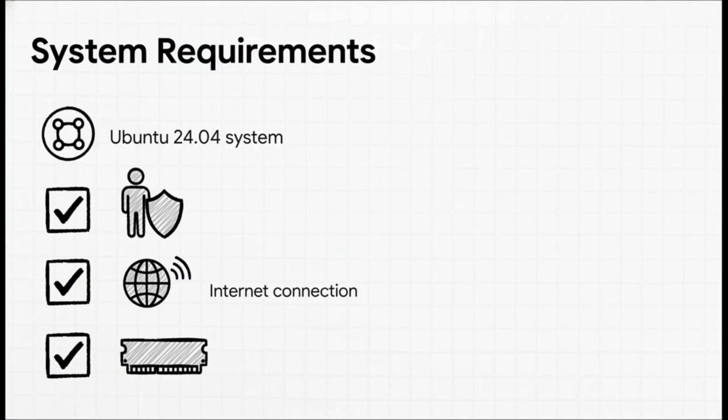First up, obviously, an Ubuntu 24.04 system. You'll also need a user account that can run commands with sudo, admin privileges. A stable internet connection is a must because we'll be downloading some stuff. And it's recommended to have at least 2 gigs of RAM. Got all that? Perfect. You are good to go.